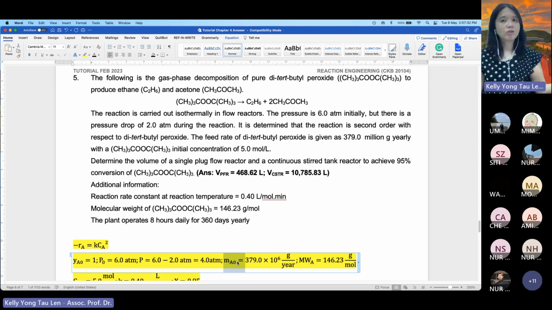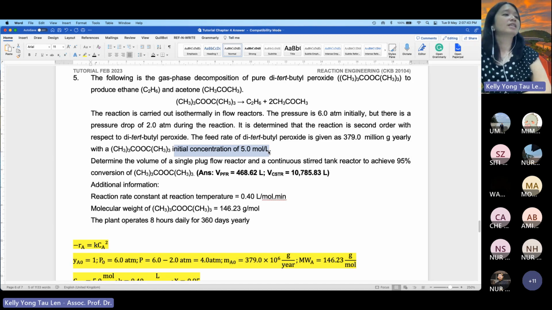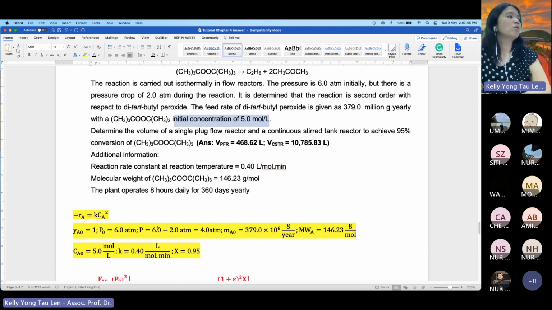This one is quite straightforward. Daripada MA0, cari FA0. You can find, okay. Later on we will do that, right? Okay, then dia kata with initial concentration 5 mole per liter. So dia beri kita CA0 is also 5 mole per liter. So dia beri kita MA0, dia beri kita juga CA0.